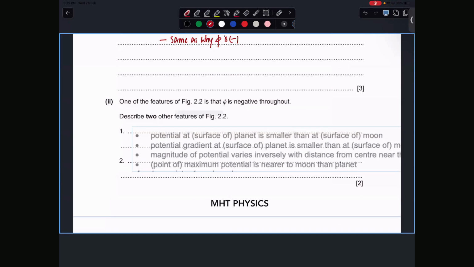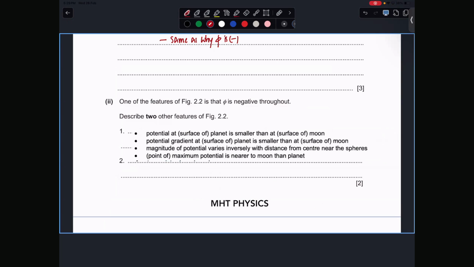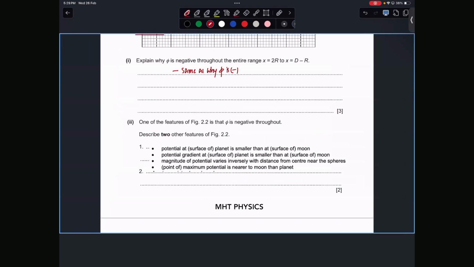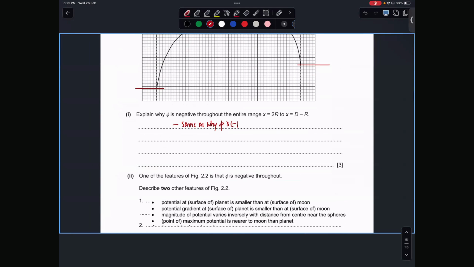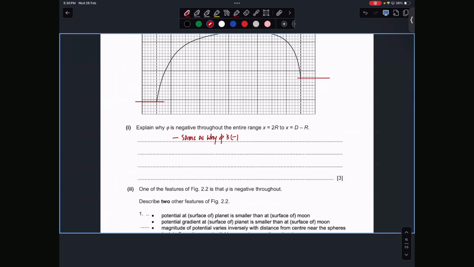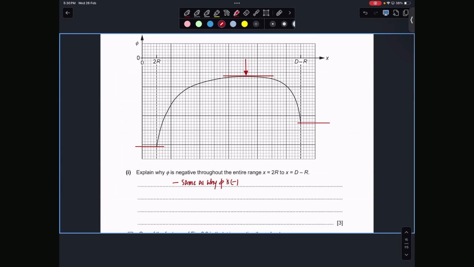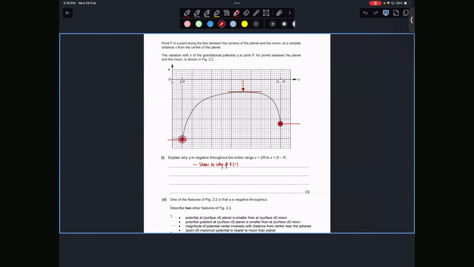These four options are okay. Gravitational potential at the surface of the planet is smaller than that of the moon. Yeah, this is actually smaller. Kind of smaller. It's a more negative value, right? So it's actually bigger. So what does that mean? It just means that the mass doesn't get enough time to fall near the moon, so there's not enough potential to be lost.